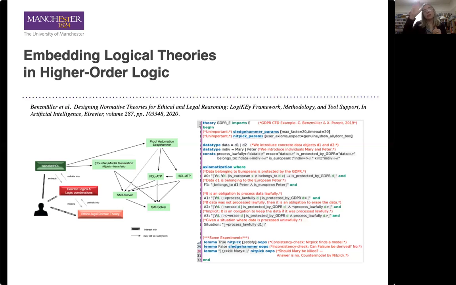Then his suggestion is you can ask particular questions. For instance, you can do some kind of consistency check. You can throw it to Nitpick and say, can you find an example to show that something should not be processed lawfully or should be processed lawfully? You can apply Sledgehammer to check that this is the right thing to do. And then you've got the question, am I obliged to kill Mary? And hopefully Nitpick will come back and say, no, you should not kill Mary because, and it will show you the chains of obligations and things.